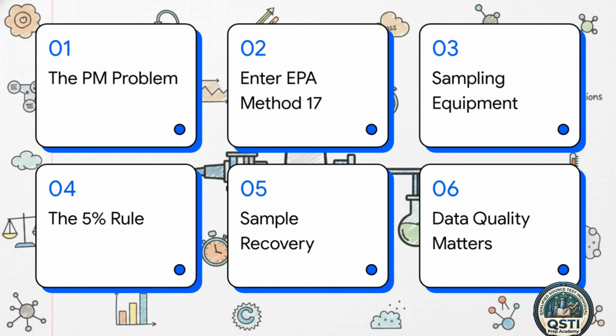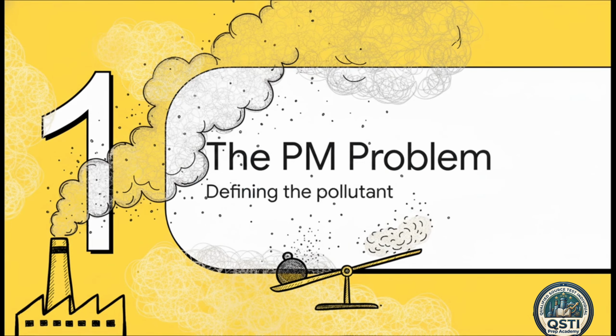We're going to break this down into 6 parts. The particulate matter problem, introducing EPA Method 17, the sampling train equipment, the 5% rule, sample recovery steps, and finally, why data quality matters. Let's get right into it. Section 1, the particulate matter problem, defining the elusive pollutant.